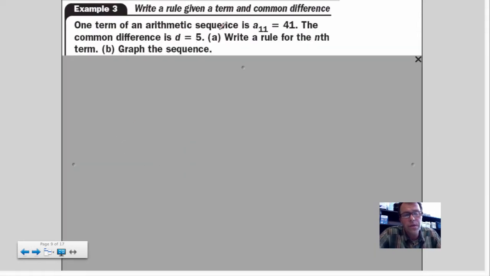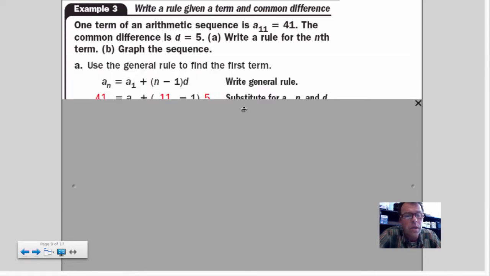So here we're given a term that's not the first term. So I need to figure out what the first term is, right? So they tell me the 11th term is 41. And they tell me the difference is 5. And then we've got to kind of back up to figure out. And you could do this manually. I mean, you could just subtract 5, subtract 5.